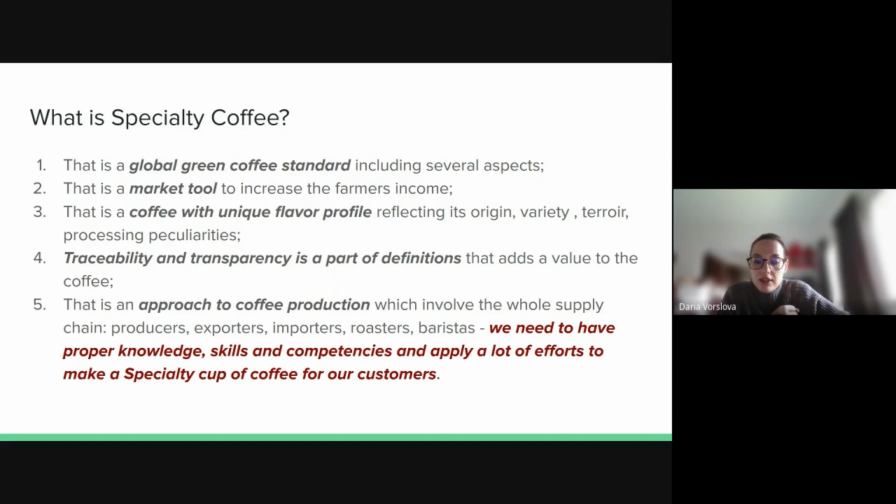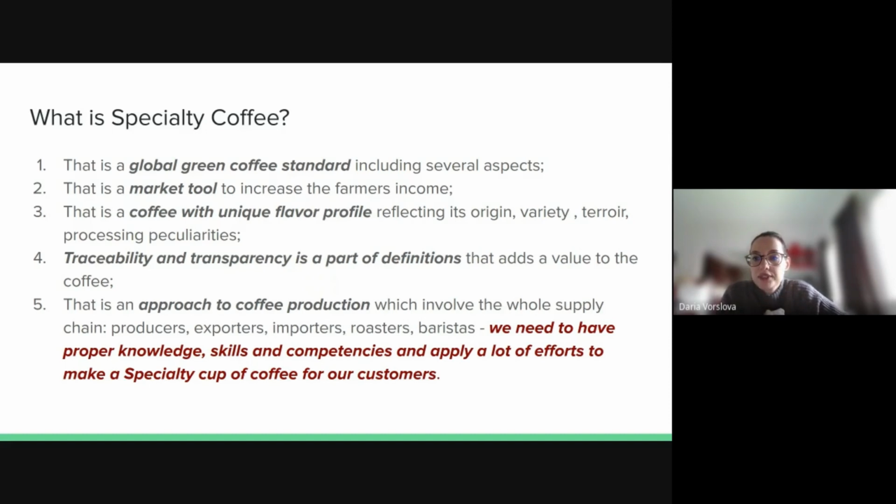So that's what differentiates a commercial product from specialty. This is our approach, which includes our knowledge, our skills, our competences. A barista lacking skills won't be able to brew a specialty cup of coffee, even if the green beans were specialty, even if they were roasted by competent and skilled coffee roasters. A barista can ruin everything. Same thing for a coffee roaster.